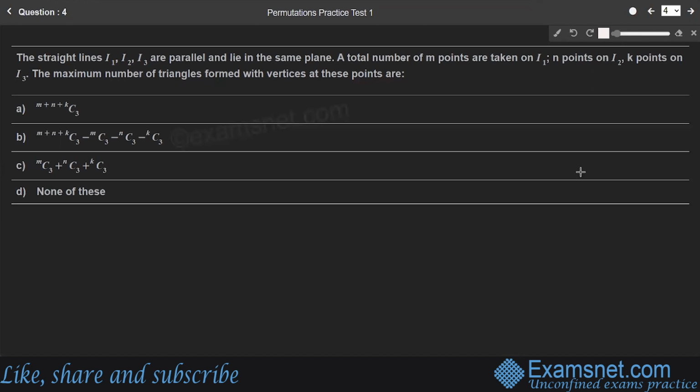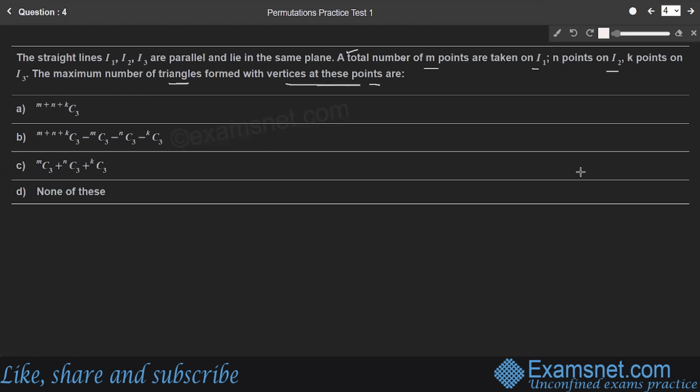Question number 4. The straight lines l1, l2, l3 are parallel and lie in the same plane. A total of m points are taken on l1, n points on l2 and k points on l3. The maximum number of triangles formed with vertices at these points is.